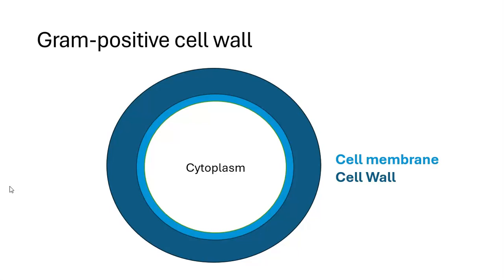Here you can see another view of the gram-positive cell wall. The interior of the cell is represented in white. In the interior, you would have the genetic material and ribosomes and other things that the cell needs to function. The next layer out in light blue is the cell membrane, and on the very outside in dark blue is the cell wall.